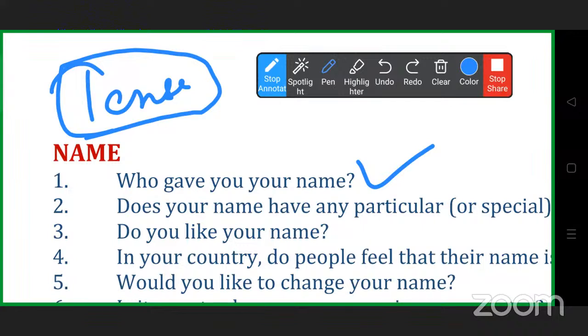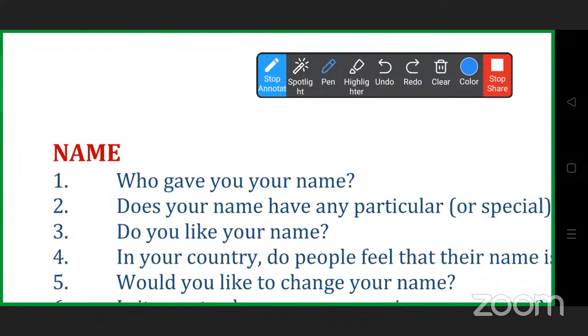Like here, who gave you your name? From that itself it indicates that you have to talk about the person who gave you your name. How that person has the authority to give you the name, and how that person is so close to you that he has been given the right to give you your name. That would be there in the answer itself.